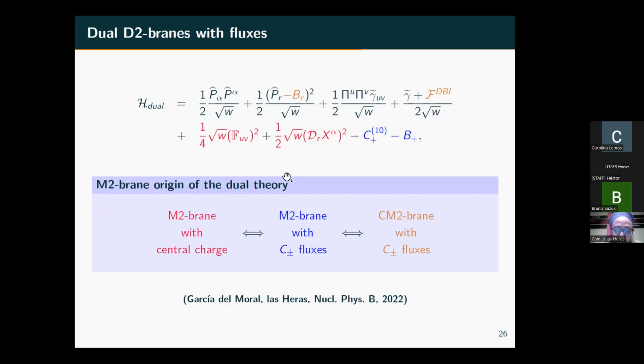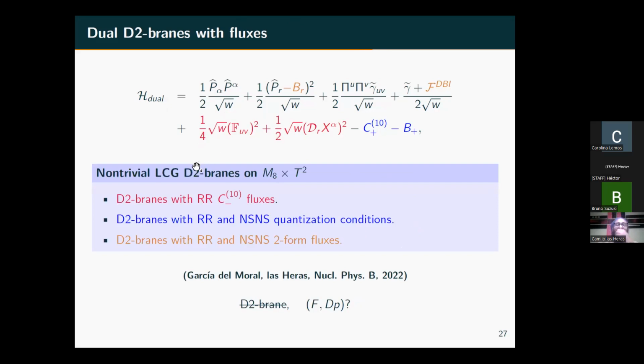If I start with the M2 brane with C plus minus fluxes, I am able to reproduce not only the red terms, but also these blue terms, which were also not known in the context of D2 branes. And if I start with the most general case, which is the M2 brane with central charges and C plus minus fluxes, I am able to reproduce this complete Hamiltonian, okay? So if these are not D2 branes, what are they?